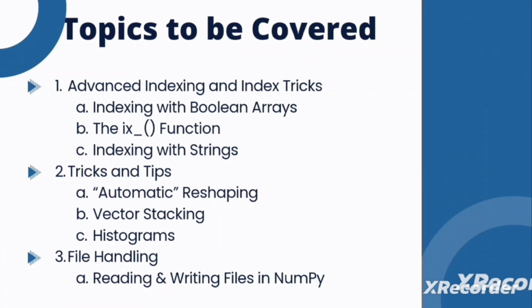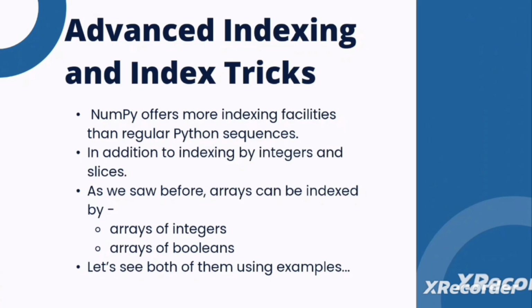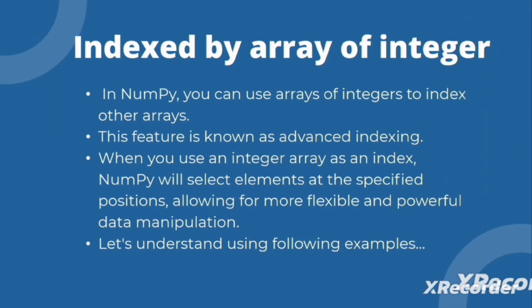So let's start. First up, let's talk about advanced indexing in NumPy. NumPy offers more indexing facilities than the regular Python sequences. In addition to indexing by integers and slicing, as we showed before, arrays can be indexed by arrays of integers and arrays of booleans. So let's see both of them using examples. We will discuss indexing by array of integers and then cover indexing by boolean array. In NumPy, you can use an array of integers to index another array. This feature is known as advanced indexing.